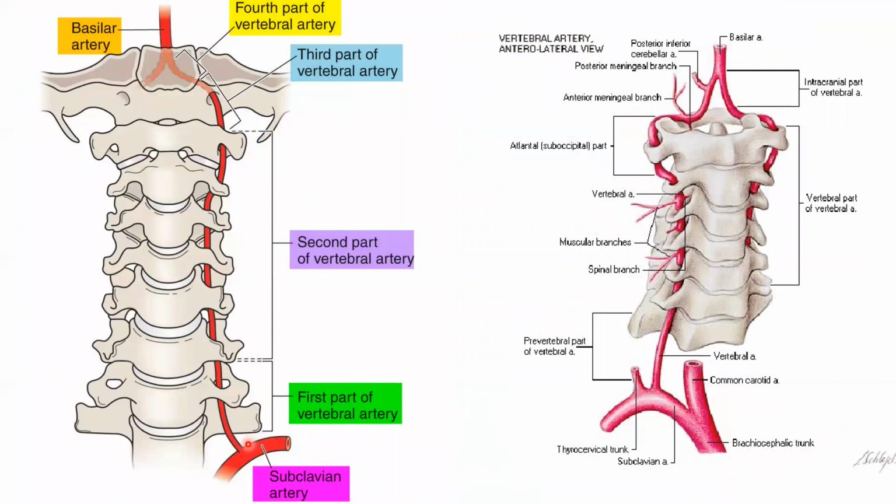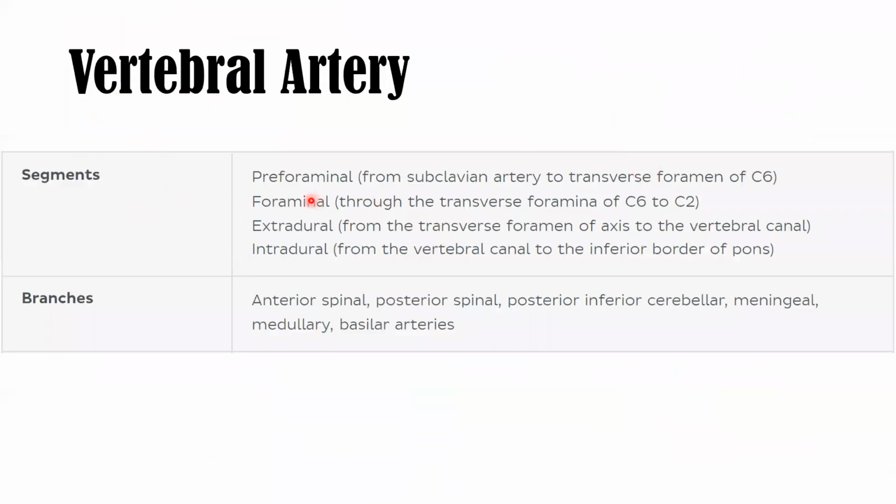Here you could see that the subclavian artery will pass through the different foramina of the transverse processes of your cervical segment of your vertebrae, and it has different parts. Different segments. Preforaminal includes the vertebral artery from the subclavian artery to the transverse foramen of C6. Foraminal, through the transverse foramina of C6 to C2. Extradural from the transverse foramen of the axis or C2.